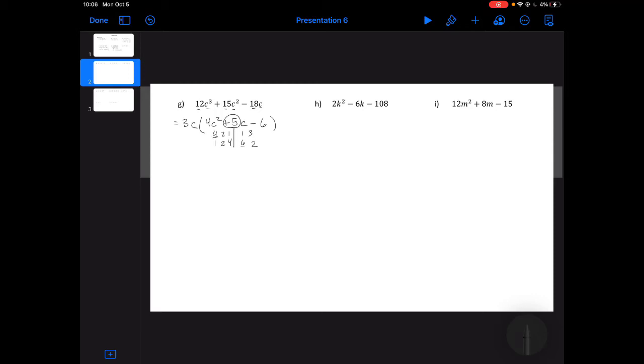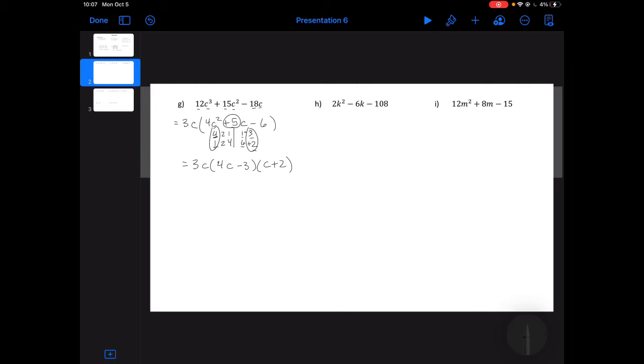Let's start. 24 and 1. No. 8 and 3. Oh, that's a possibility. Let's take a look at that. So 8 and 3. Well, if 8 is positive and 3 is negative, I'm going to get to positive 5. And those two numbers are also going to multiply to give me minus 6. So reading horizontally, I get 4c minus 3 times c plus 2 as my factored answer.